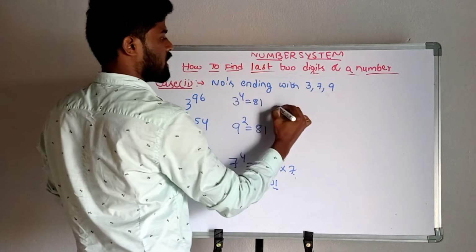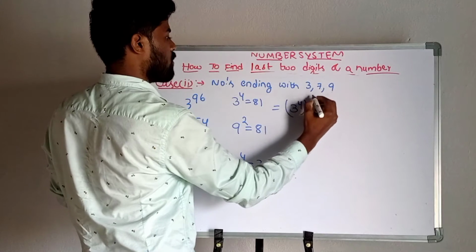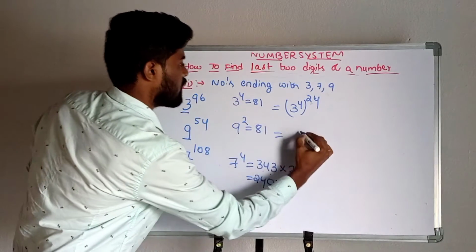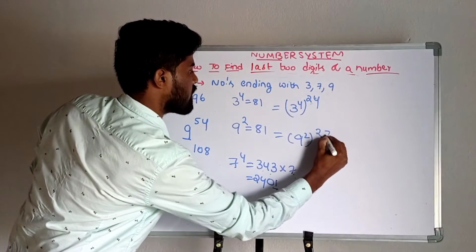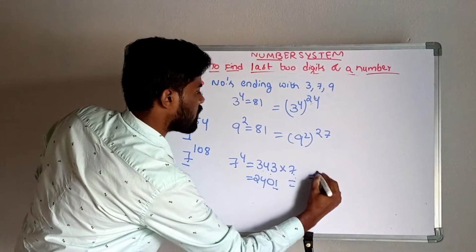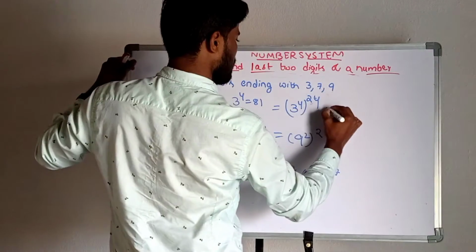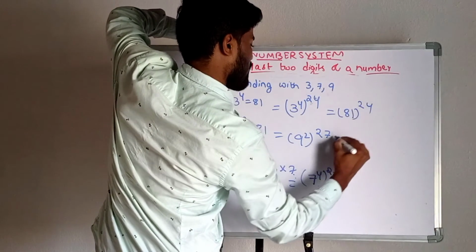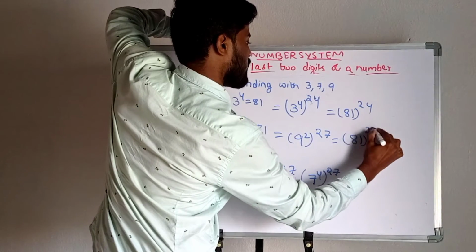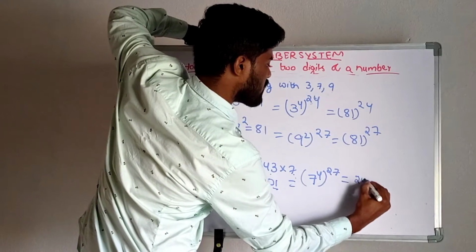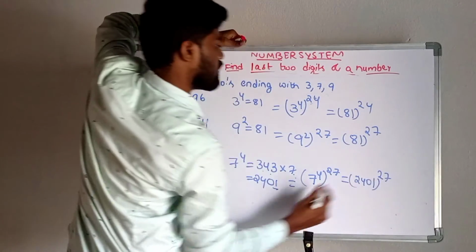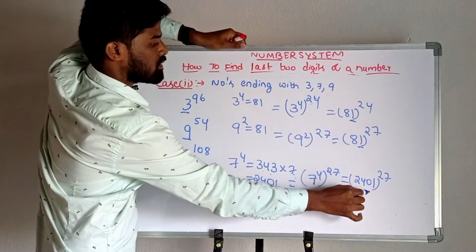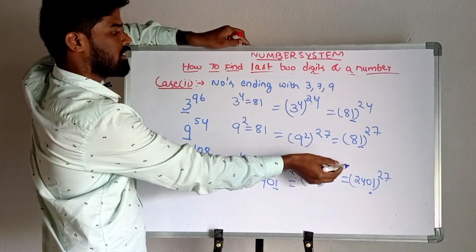Now we can write 3 power 96 as 3 power 4 whole power 24. Here 9 square whole power 27. Here 7 power 4 whole power 27. 3 power 4 becomes 81 whole power 24. 9 square is 81 whole power 27. 7 power 4 is 2401 whole power 27. Here in all these cases the last digit is 1. So we can solve this like we have solved in case 1.